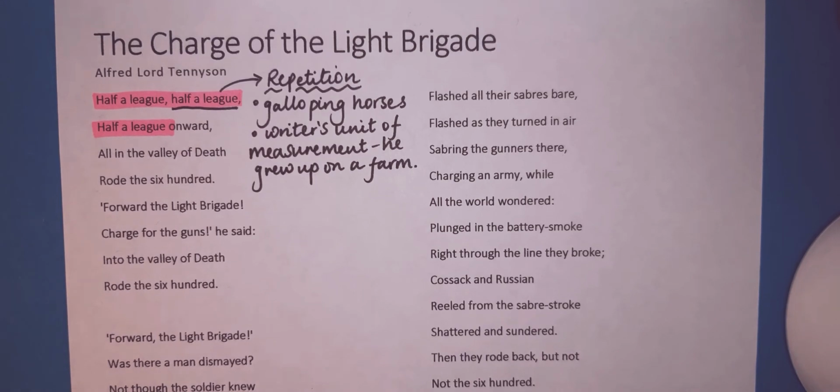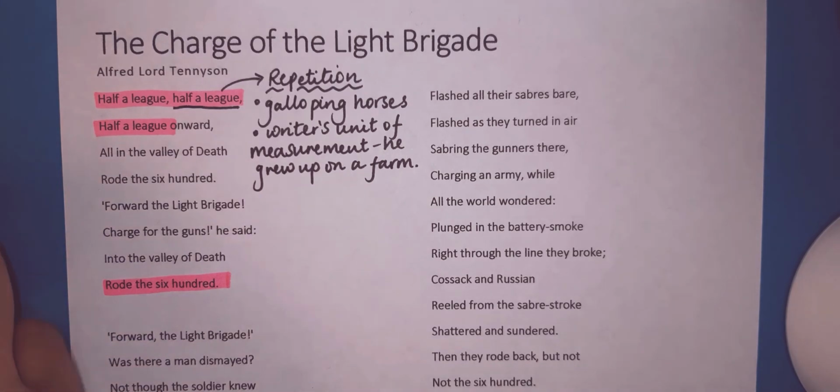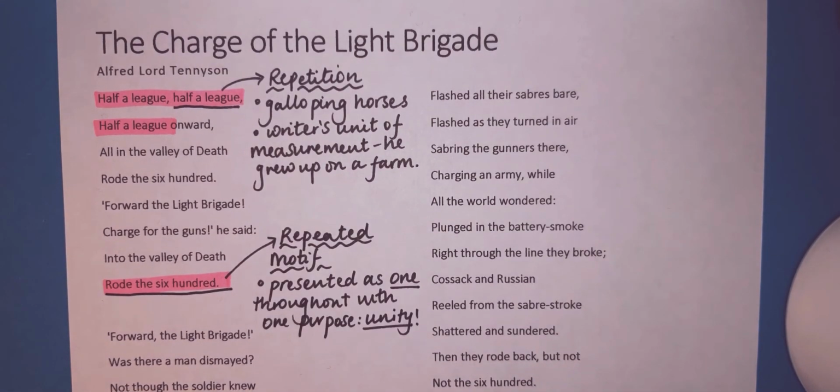And the second quote is at the end of the first stanza. "Rode the 600." Now this is a repeated motif, and it is constantly presented throughout the poem. It's written at the end of most of the stanzas, the first three actually. But it's always "rode the 600," and then "not the 600," "left the 600," "noble 600." So that phrase is constantly used. It's a repeated motif here, and it is presented throughout with one purpose: unity. It's highlighting the unity of the British cavalry who are going into this valley with only swords against the guns of the Russian soldiers. So there we have our second quote.